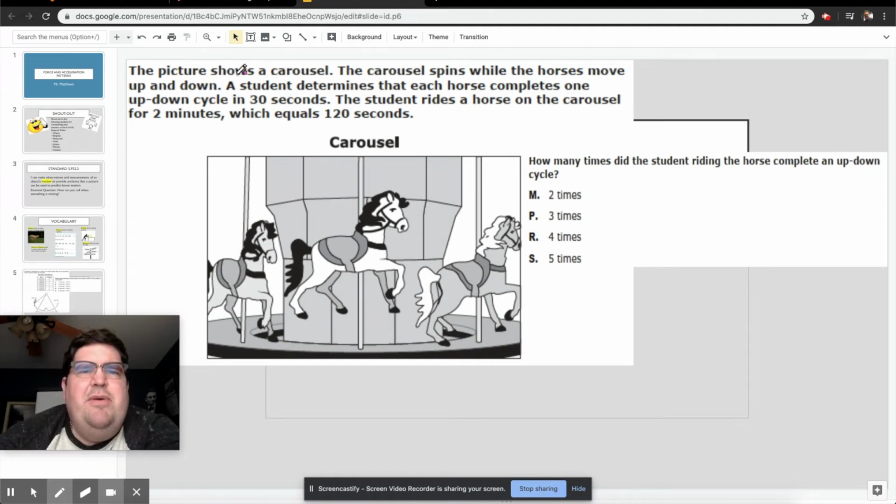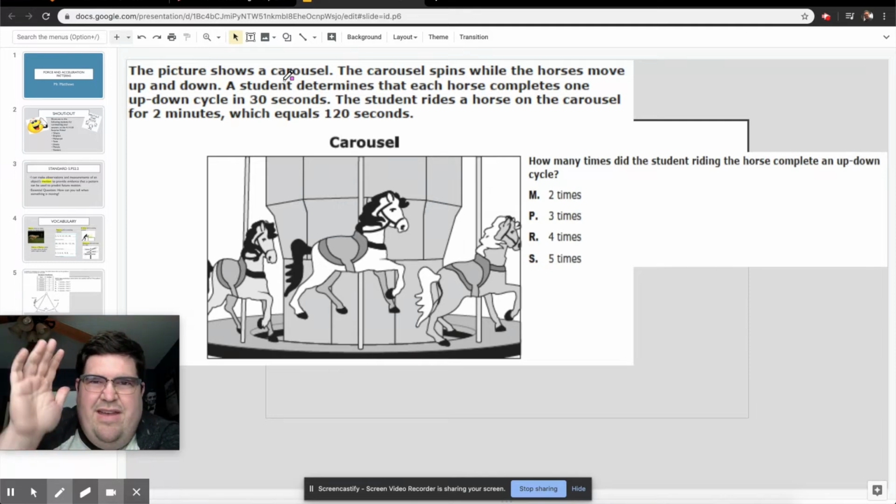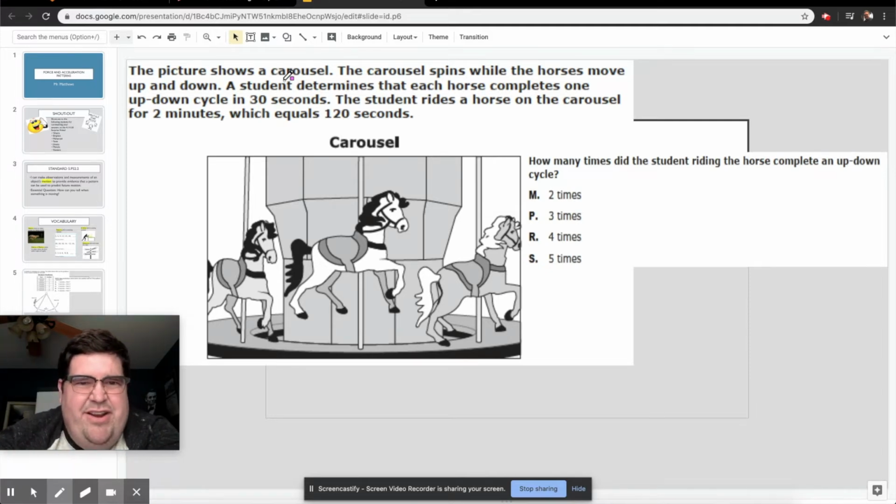Okay, the picture shows a carousel. How many of you have ever ridden on a carousel? I have. I get dizzy real easy. I don't much like carousels. Even though they go real slow sometimes, I just am not a big fan of carousels.